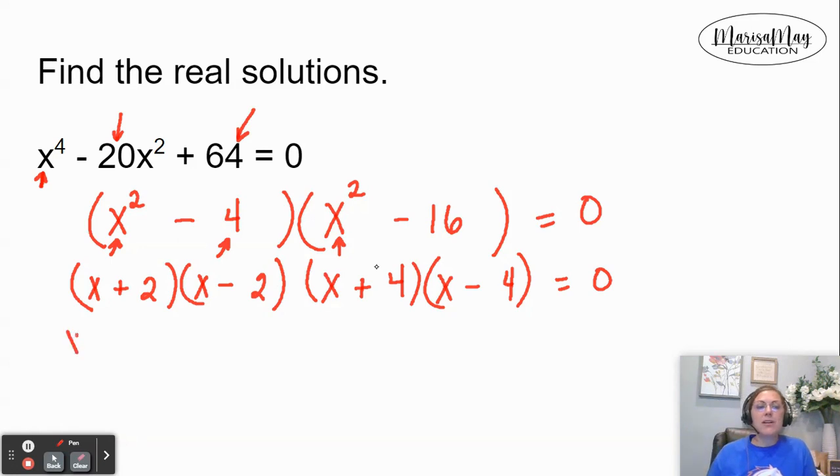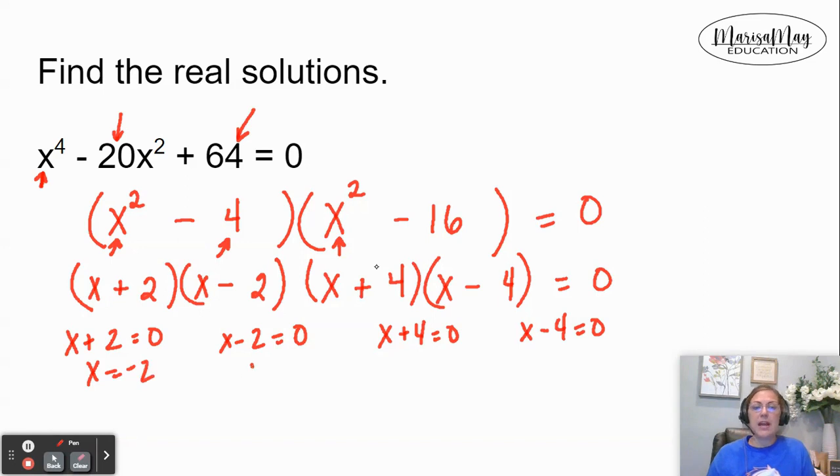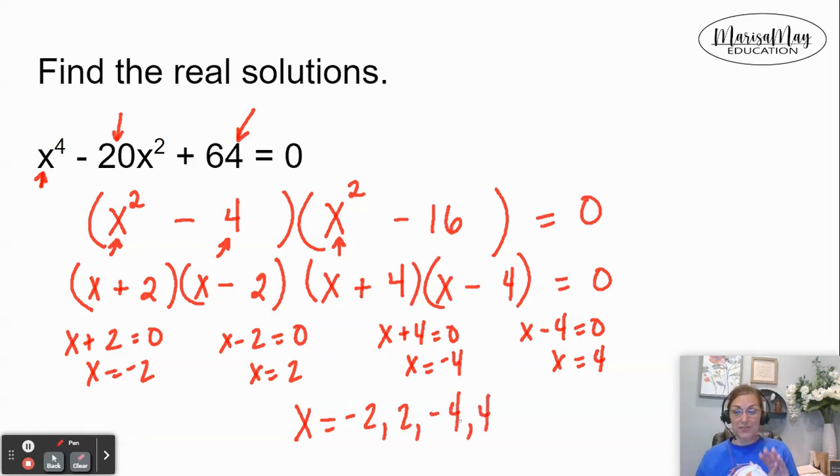Now the solving part is we take each parentheses and we set it equal to 0. So you can see I'm actually going to get 4 solutions here, right? So I get x equals negative 2, and I get x equals 2, and I get x equals negative 4, and I get x equals 4. So I have x equals negative 2, 2, negative 4, 4. 4 different solutions here from this equation.